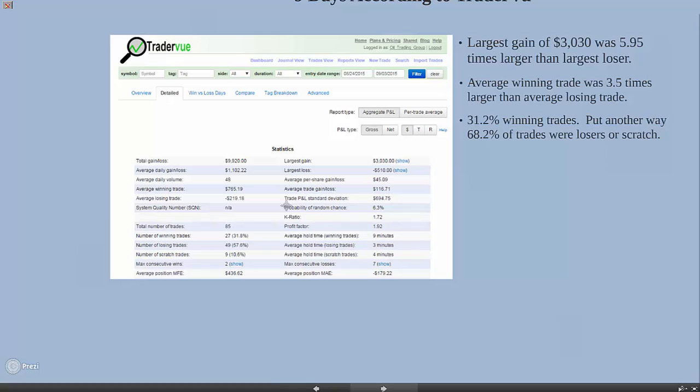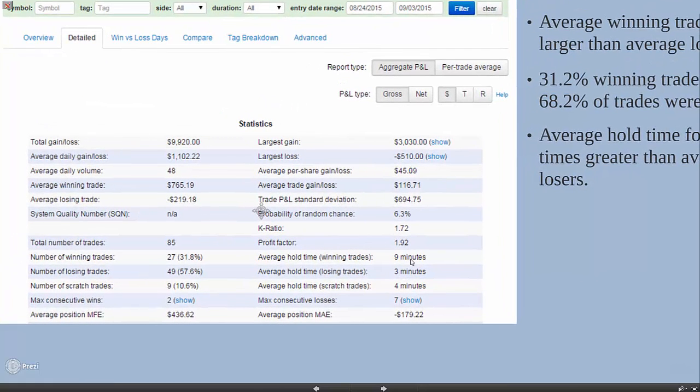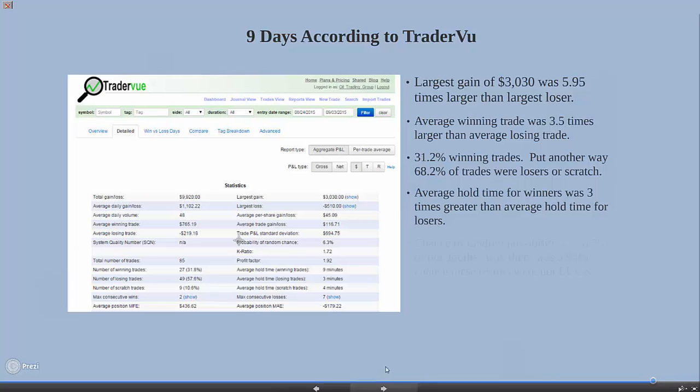31.2% winning trades. Put this another way: 68.8% of the trades were losers or scratch, right? Over 68% were losers or scratch. Average hold time for winners was 3 times greater than the average hold time for your losers. Your average hold time for your winners, let the winners run, 9 minutes. Average hold time for your losers, 3 minutes. Cut the losers short, right?